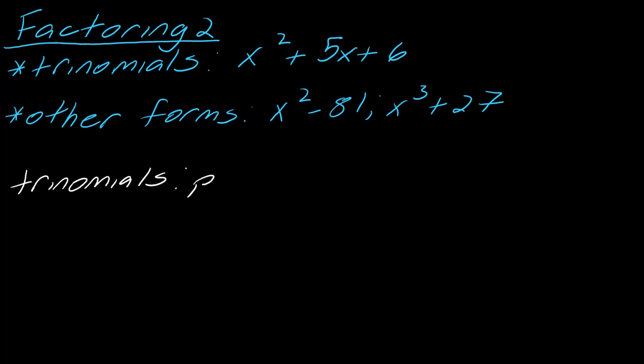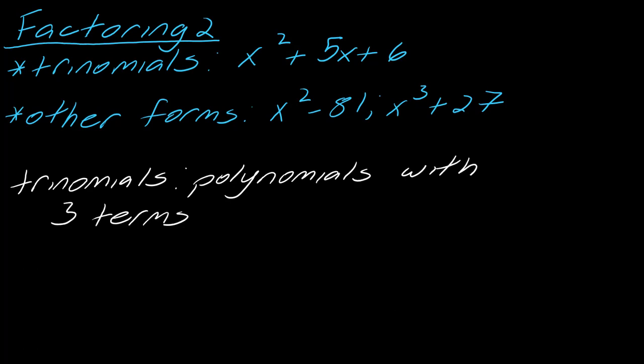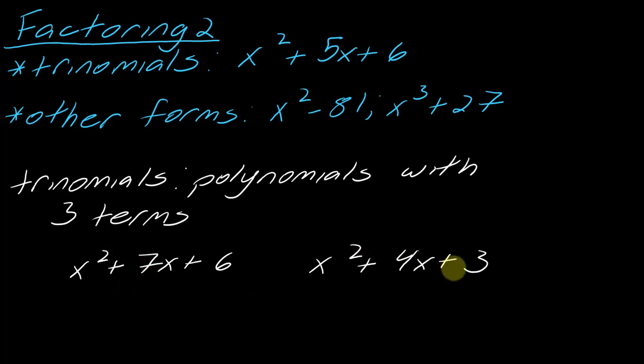These are polynomials with three terms. That's where the tri comes from. So these are things that look like this. You can see that they have three terms. And a lot of times what we're going to be looking for is an x squared, and then an x, and then just a plain number without the x. This is what we're going to focus on to start.